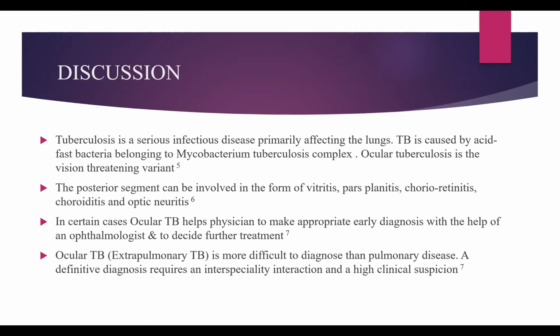TB is caused by acid-fast bacteria belonging to the Mycobacterium tuberculosis complex. Ocular TB is the vision-threatening variant. The posterior segment can be involved in the forms of vitritis, pars planitis, chorioretinitis, choroiditis, or optic neuritis. In certain cases, ocular TB helps the physician to make an appropriate early diagnosis with the help of an ophthalmologist and to decide further treatment. Ocular TB is a little bit more difficult to diagnose than pulmonary disease. A definitive diagnosis requires an interspecialty interaction and a high clinical suspicion.